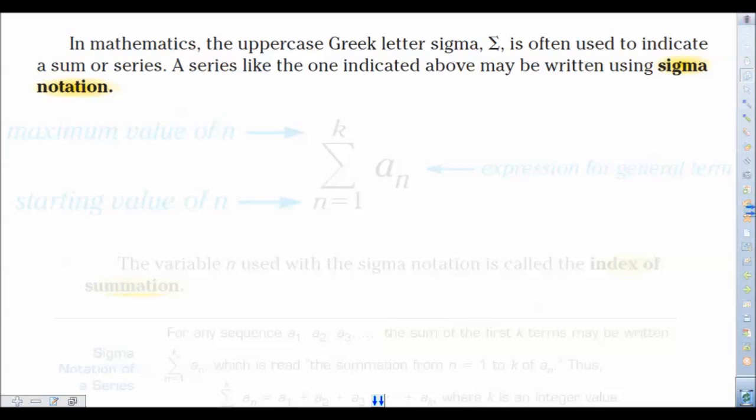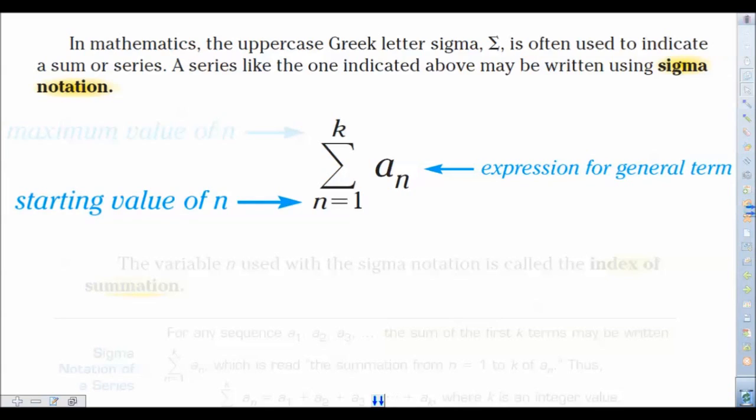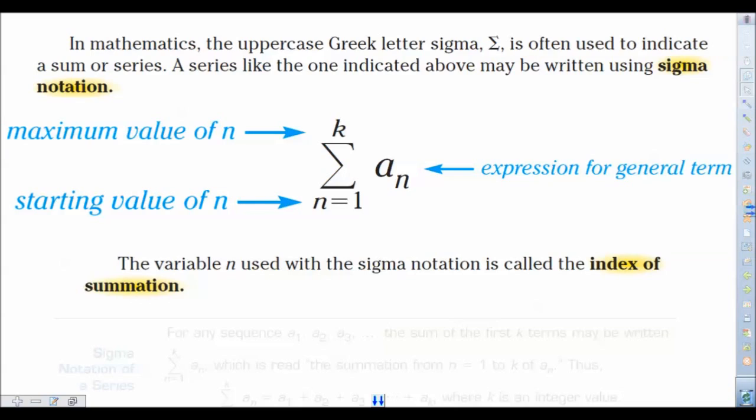That's why they invented sigma notation, which always indicates a sum or a particular series. Let's just go through the anatomy of sigma notation. When you look at this here, a sub n is merely your expression for your general term. When you have that n equals 1 down there, it could be n, could be any variable, it doesn't really matter. That's just a starting value, so they want you to start by plugging a 1 into the general rule. And then the value placed up at the top is the maximum value for your sequence. We call that n there the index of summation.